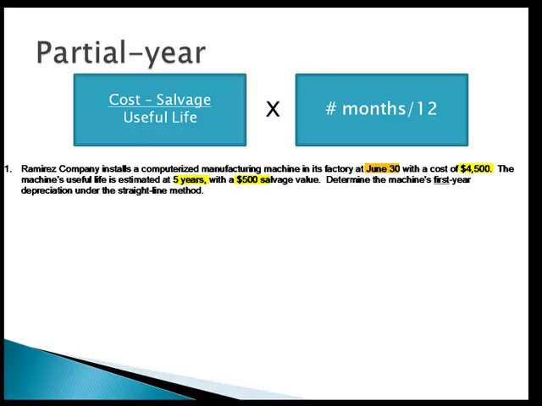So since we bought it on June 30th, if you buy it at the end of the month, that month doesn't count. So then we start with July, and I'm using my fingers right here. So July, August, September, October, November, December. I own the asset 6 months. So we're going to take that first year depreciation and multiply it by 6 over 12.